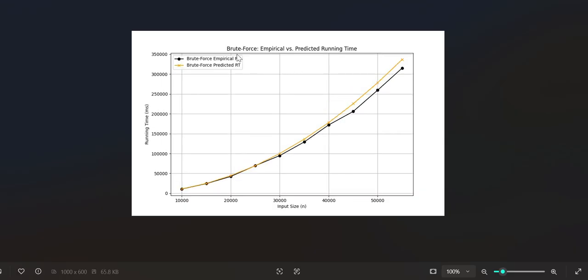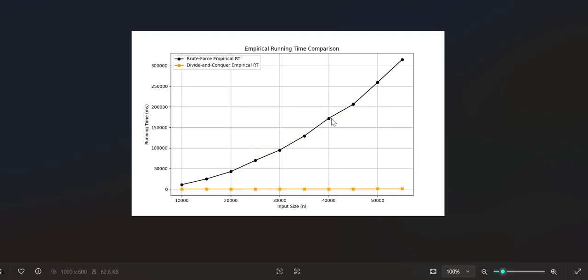And right here we can see that we have the brute force algorithm, and also here the black line is the actual brute force runtime, and the predicted time is represented by the orange line. And when we compare the empirical running time of both algorithms, this black line is the brute force empirical runtime, and the orange one is the divide and conquer empirical runtime.